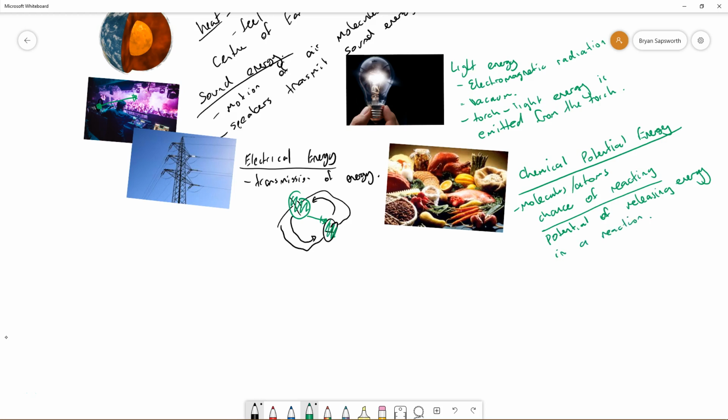So for example, food, when eaten, the chemicals can react to provide us with other forms of energy. In other words, without food, we don't live.